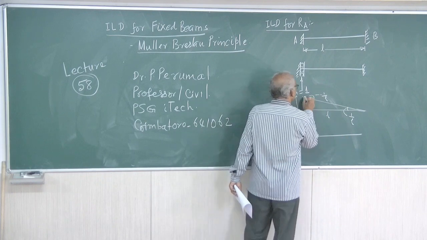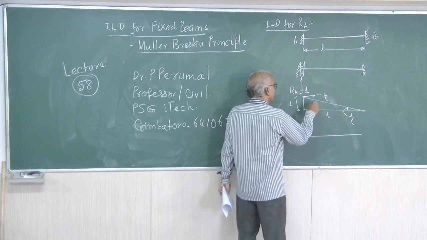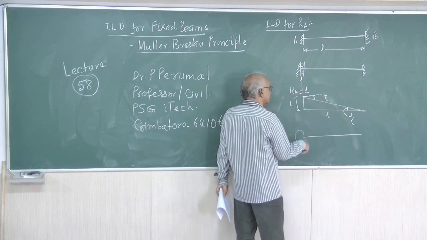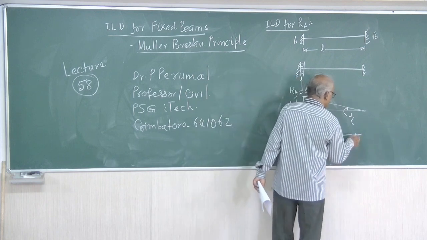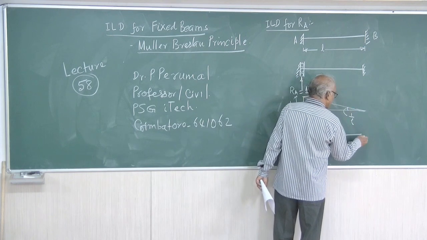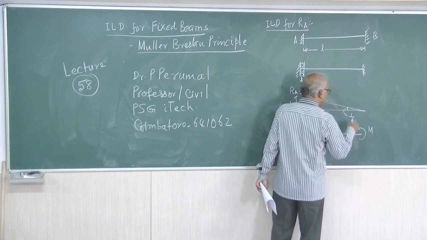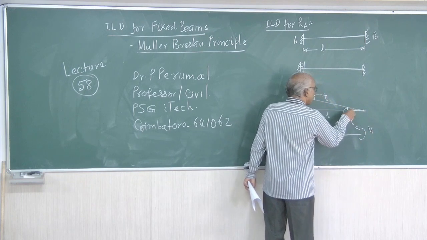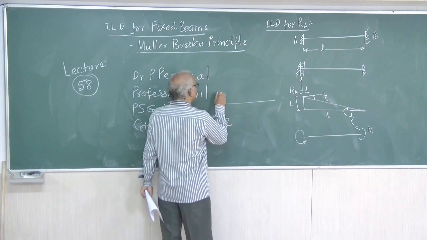For making this slope 0, the slope here will have to be 0. So this 1 by L has to be made 0 at the end. Similarly, here also the slope has to be 0. Therefore, here also we will be applying a moment equal to M for making this horizontal, because finally you will be getting the influence line.